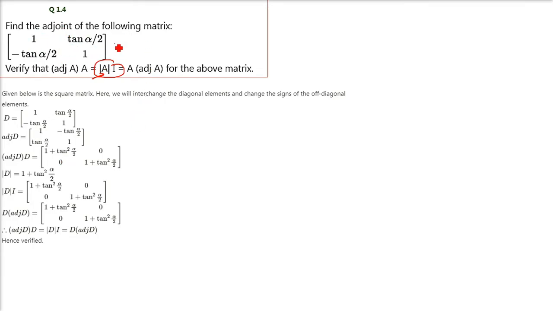So this is, let's see the adjoint also. Adjoint A is simply you need to exchange the diagonal element 1 1, and then you have to change the sign of the other element. So you just interchange 1 1, so it won't change anything, but this sign you have to change. Tan alpha by 2, here negative tan alpha by 2, minus tan alpha by 2. Okay, now this we are doing.